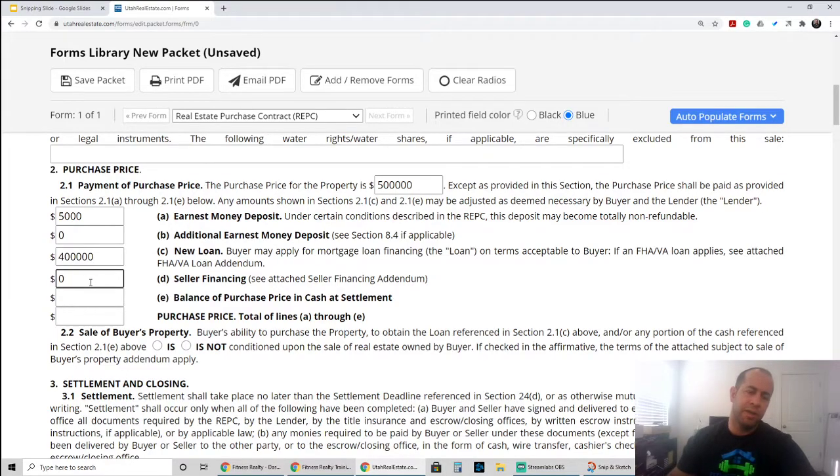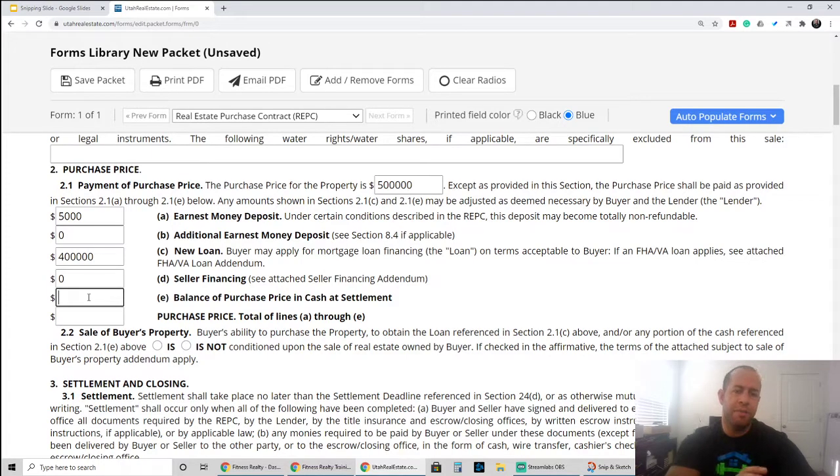Seller financing. If you're going to go down the road of seller financing, let's have a discussion together. That's a whole other ballpark. So right now, just put 0. Most of the time, you're not going to be dabbling into seller financing unless you're really starting to do some outside-of-the-box thinking for purchasing property. If you go down that road, like I said, let's have a conversation.